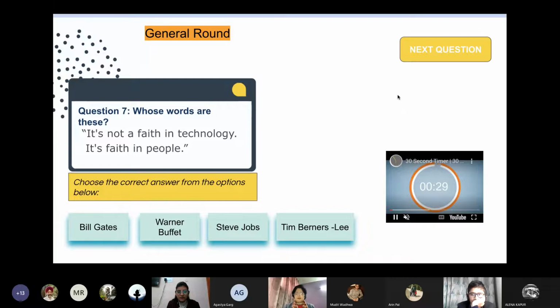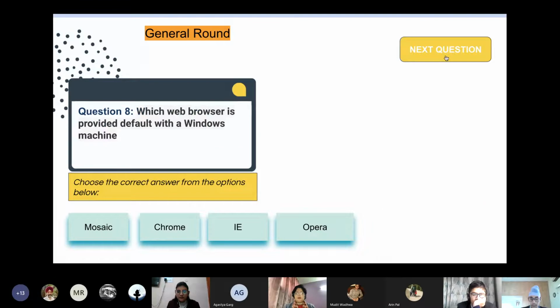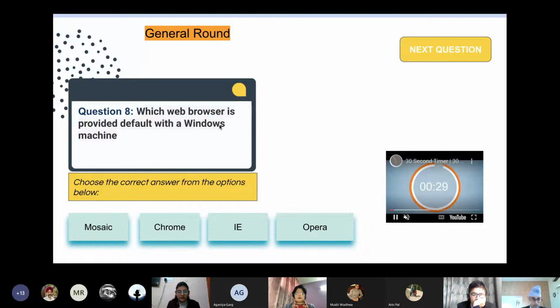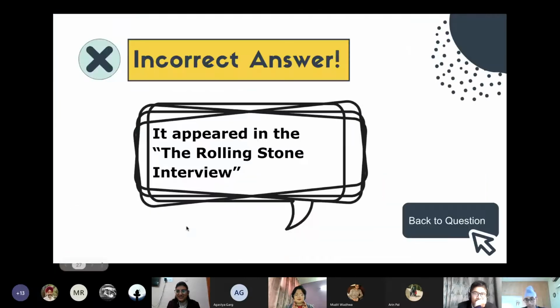Okay, Team A, ready with your direct? Which web browser is provided default with a Windows machine? Is it Mosaic? Is it Chrome, IE, or Opera? Tejas, I think it is Chrome, but I'm not sure. Please confirm. What is your opinion in this? Actually, I'm also not sure about this option, but let's see. I say Chrome. Ma'am, we'll go Chrome.